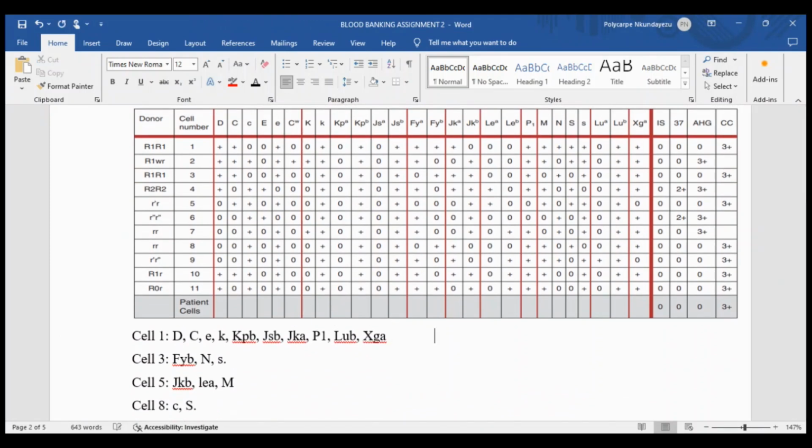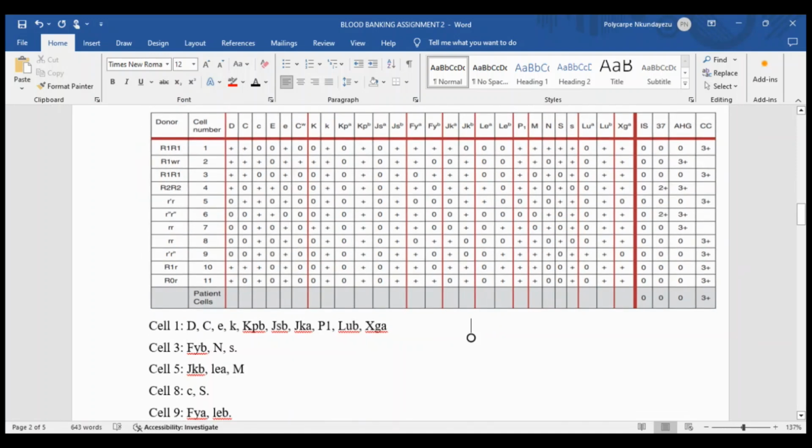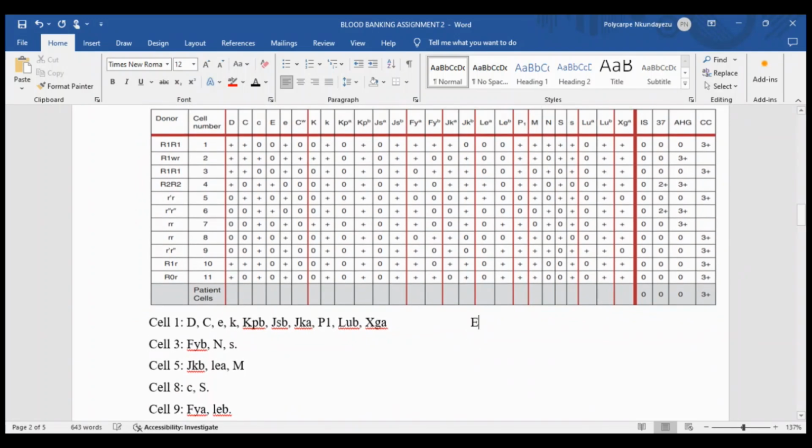So now let's try to use this area. Capital D is in, capital D removed, capital C removed, small c removed, capital E also removed. No, capital E not removed, so we can say capital E is still there, and small e is out. CW is what you call low incidence antigens, or low prevalence antigens. Capital K and small k.